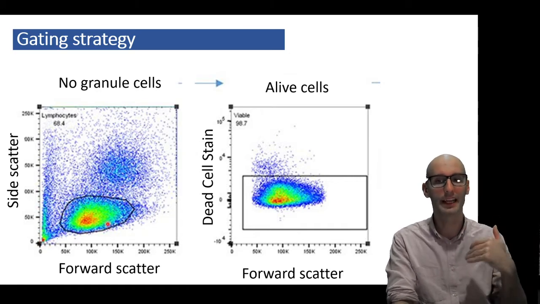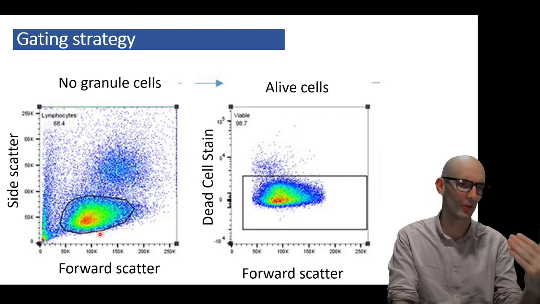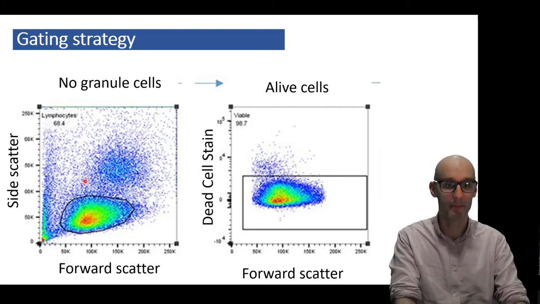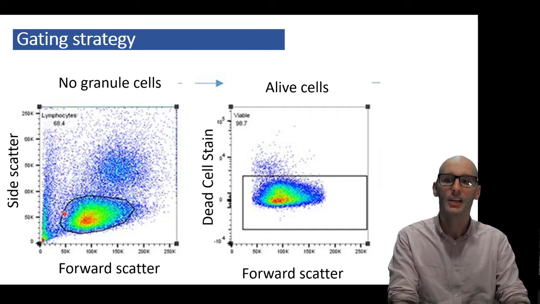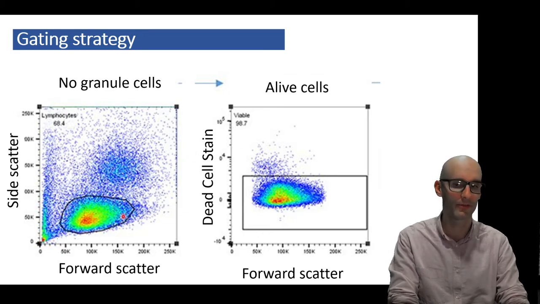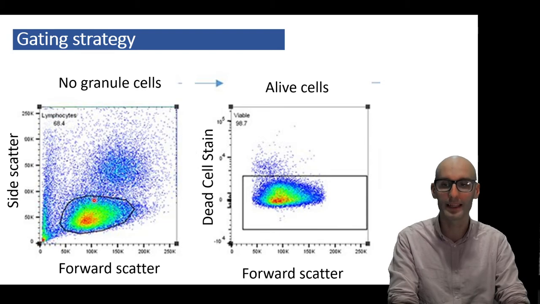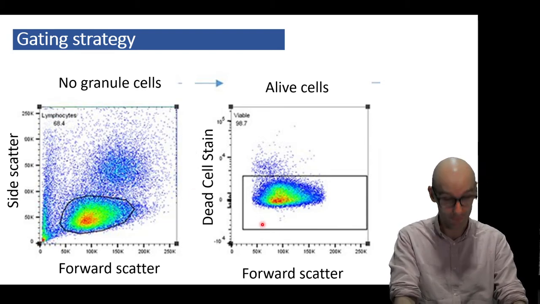So now we're just getting non-granular cells, which is typically lymphocytes and monocytes, the main non-granular cells within the blood. These down here, these really small things, are red blood cells, so we definitely don't want those. So we draw a box around that, and only those will now go forward to the next graph. So this is how this gating works. We let those cells through the gates to be analyzed in the next graph.